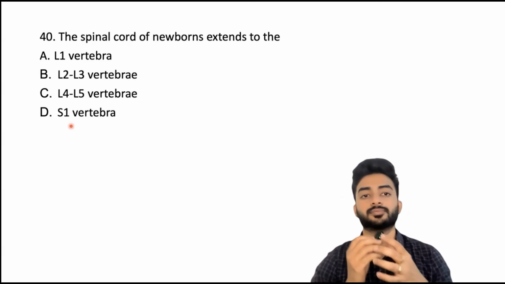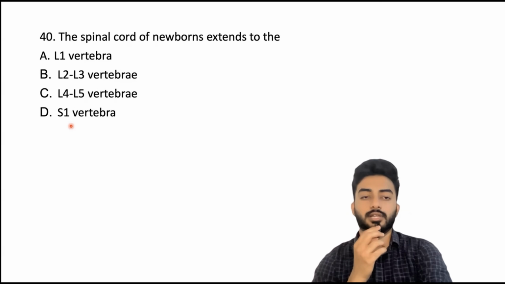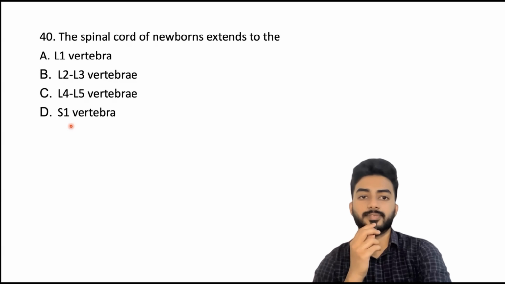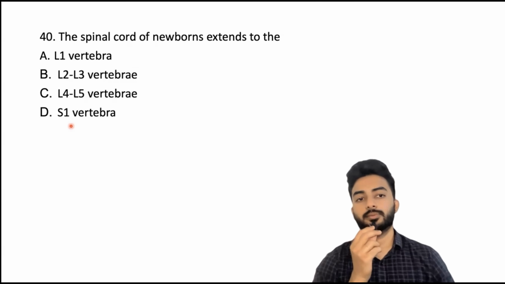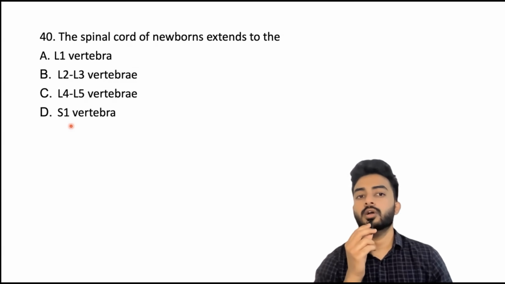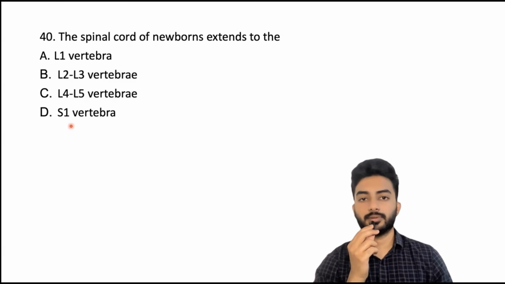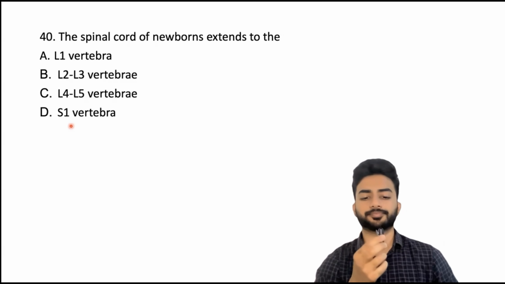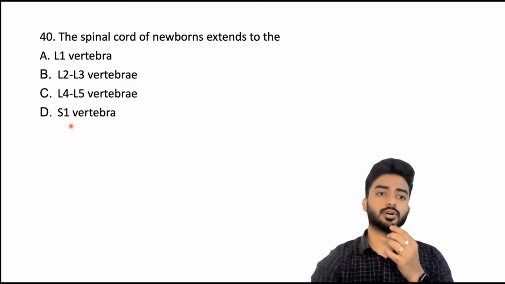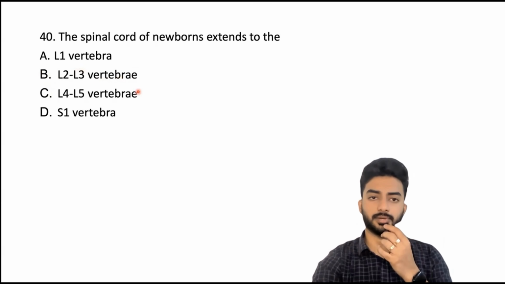So next question, 40th, 10 more questions to go. Spinal cord of newborns extends to which level? Option A, L1 vertebra. Option B, L2, L3 vertebra. Option C, L4, L5 vertebra. Option D, S1 vertebra. This question I had included in our pediatric anesthesia MCQ. So the answer is option B, L2, L3 vertebra.